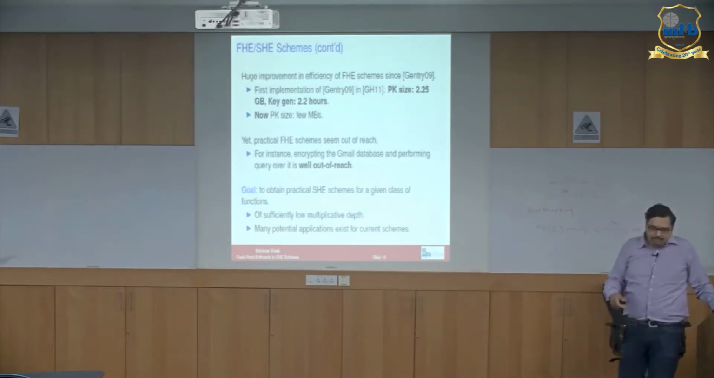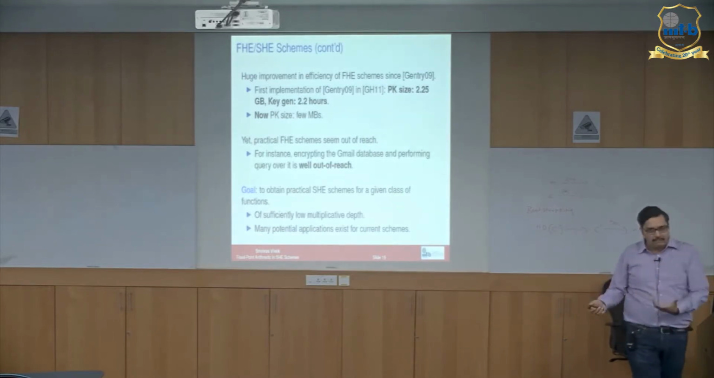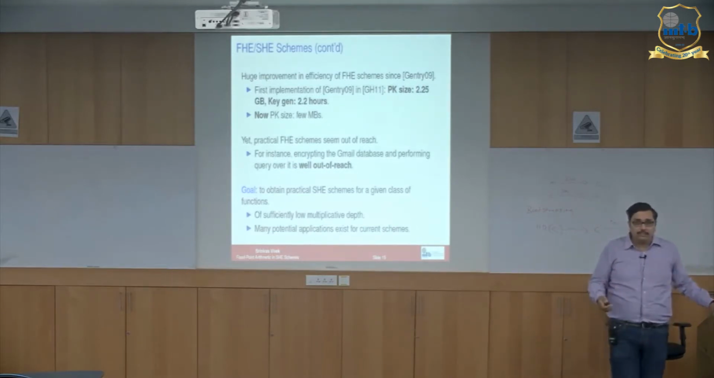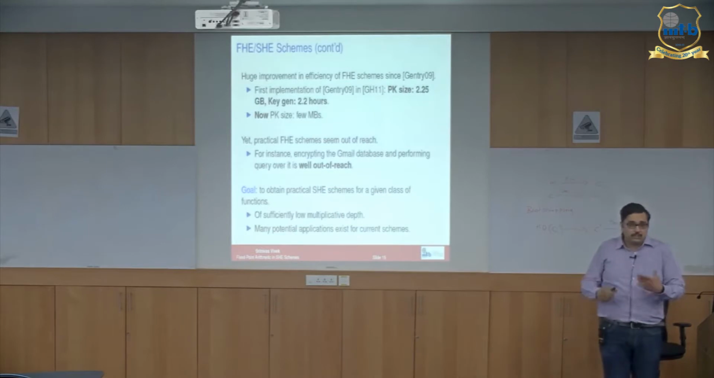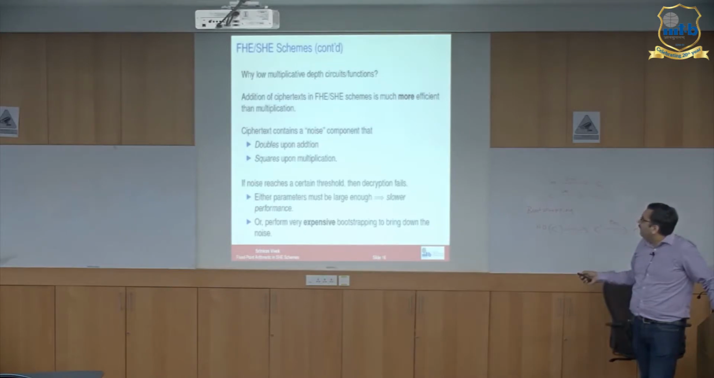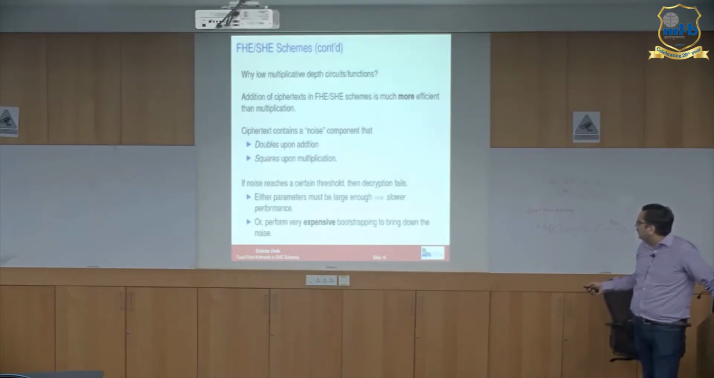So a realistic goal is to obtain somewhat homomorphic encryption schemes. What is a somewhat homomorphic encryption scheme? It can evaluate functions of limited multiplicative depth. There are already sufficiently many applications for those. Why does the multiplicative depth matter? Because the noise squares upon multiplication, and we need to contain noise up to a certain level so that the decryption will be valid. So I went through all those things.